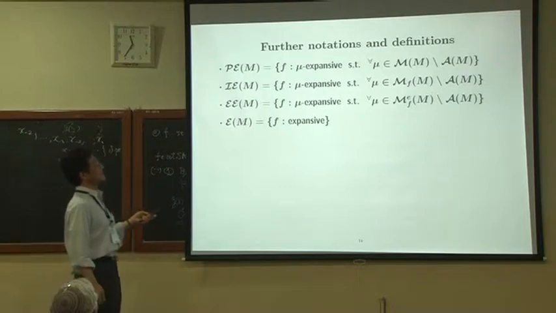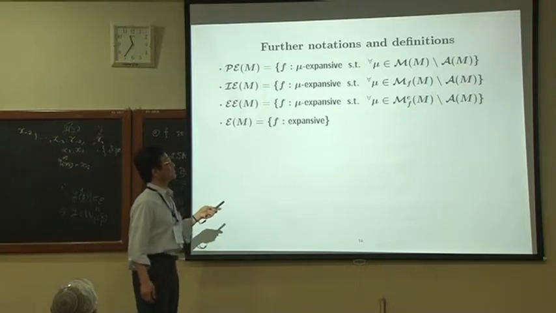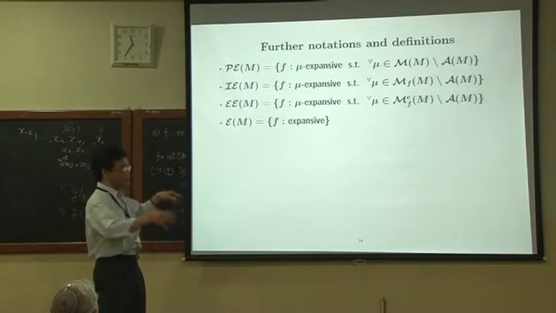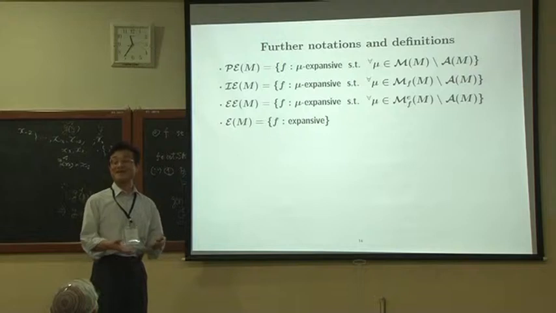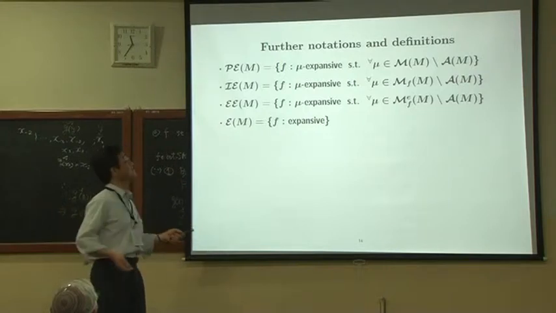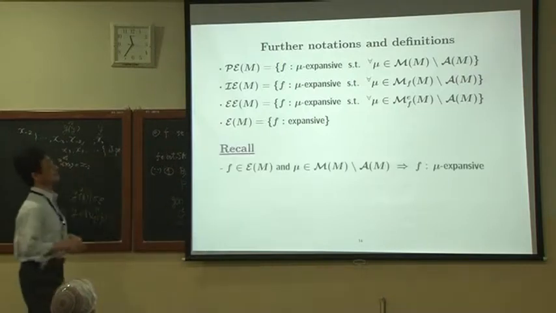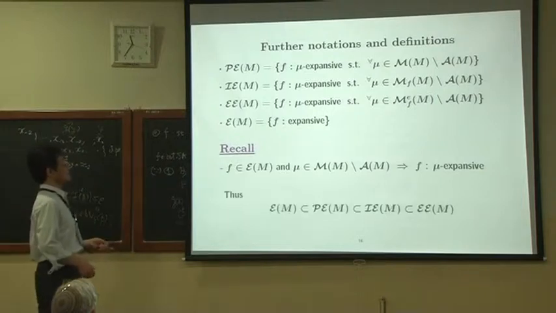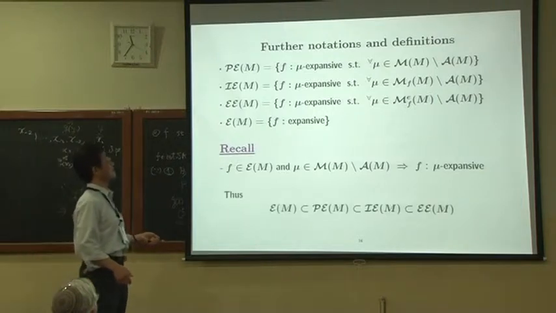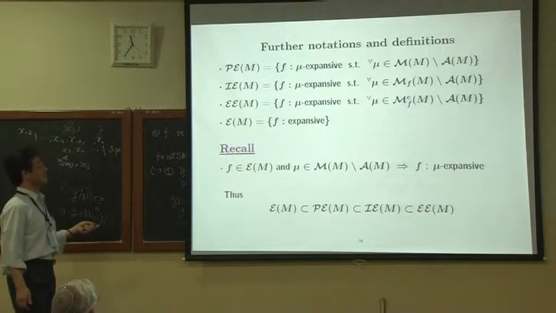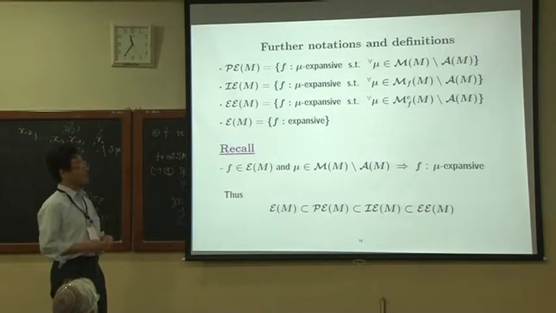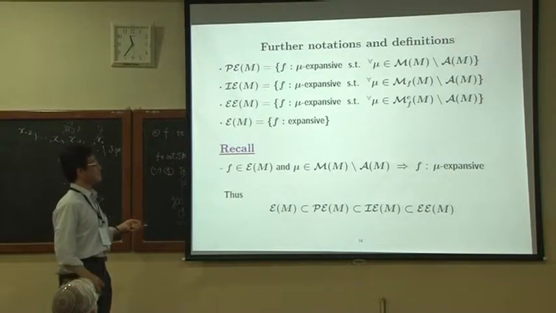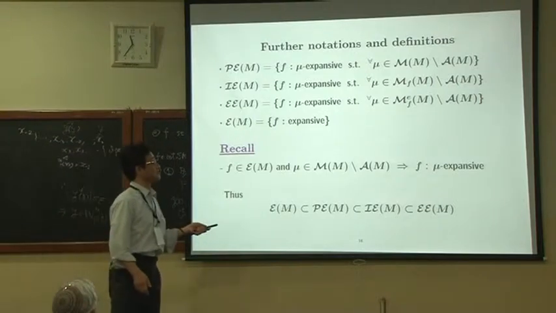So you know that the measure sets are getting smaller and smaller, so the underlying dynamical systems are getting larger and larger. Please recall this one: for every expansive diffeomorphism, if mu is non-atomic, then F is mu expansive.